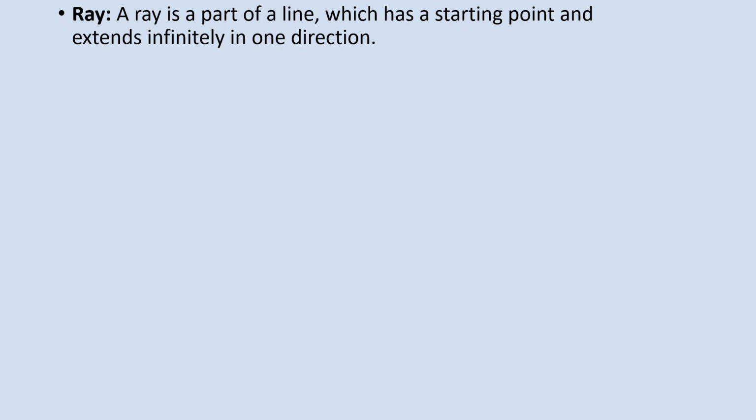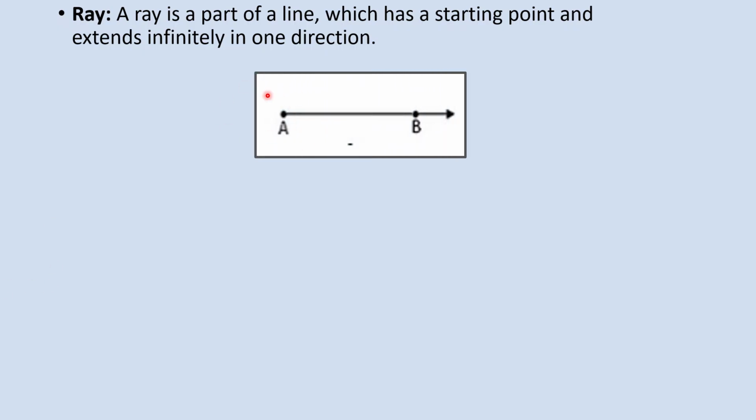Now next we have a ray. A ray is a part of a line which extends in one direction. It starts from one point and extends in one direction, either left, right, north, south, east, or west. It can extend in any direction, but it should start from one single point and go in one direction. As you can see, it starts from one point, and that's why there is an arrow only at one end, not at both ends. If you put an arrow at both ends, then it will become a line. But it's not a line, it's a ray. So a ray will have one start point and one arrow, which will extend in one direction infinitely.